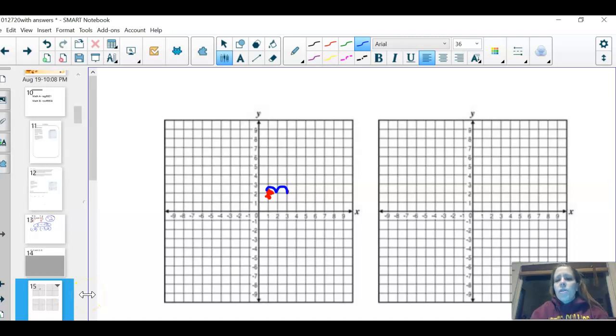So I still have 1, 2, 1, 2, okay? 1, 2, 1, 2. But now I have negative 3, 2. That means I need to go 3 times to the left from 0. And then up 2.